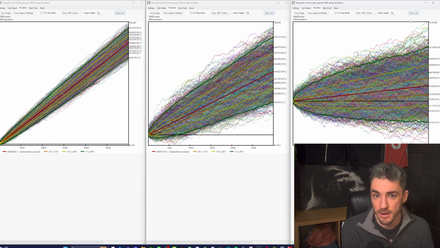Can be extraordinary amounts of variance. EV deals help a lot with this. So with the EV deals, all three of these players are going to have far less variance, and we'll do a quick simulation of that as well. But if you're unstaked, these are things to worry about.